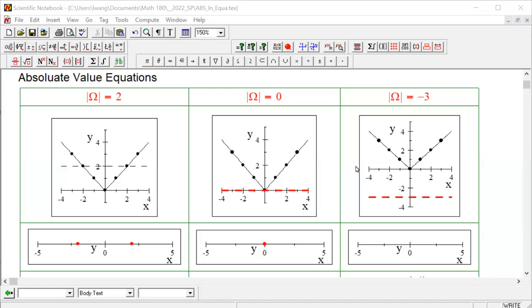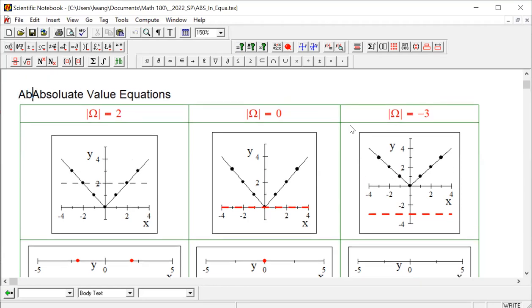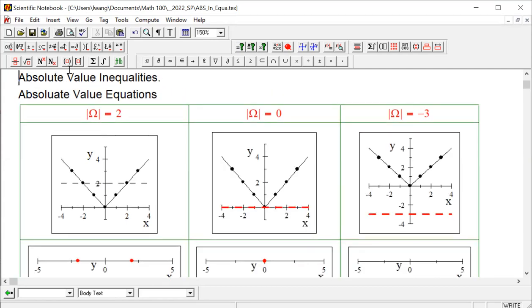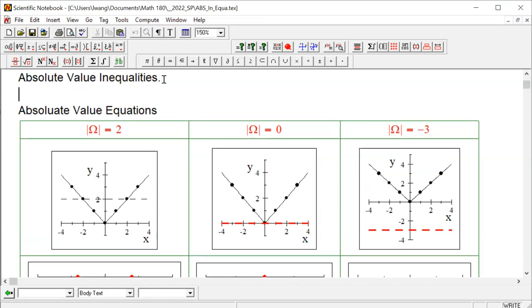Hello. In this lesson, we're going to talk about solving absolute value inequalities. Our goal here is to solve absolute value inequalities. Before that, we'd like to recap on solving absolute value equations.